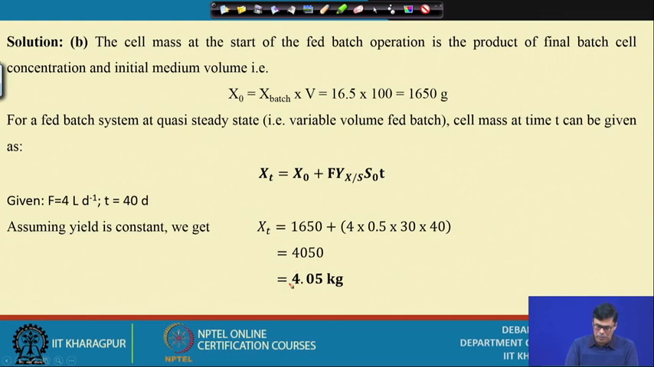Now we simply put these values, and we find that at the end of the fermentation we are getting 4.05 kg of cells.